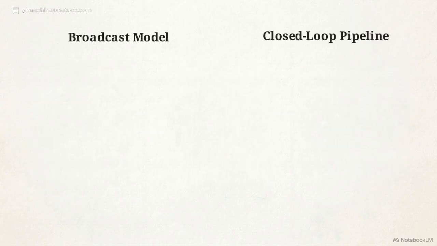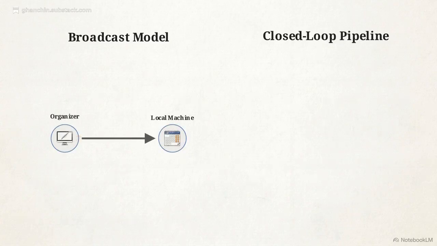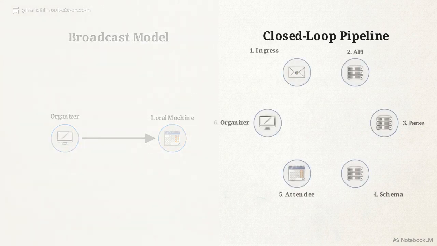This diagram shows the structural difference. The left side broadcast model forces organizers to relinquish control to the local machine. On the right, the Calendar Invite Server pipeline maps a closed loop. Data enters at step 1, processes through the cloud, and feeds interactions straight back to the organizer at step 6.